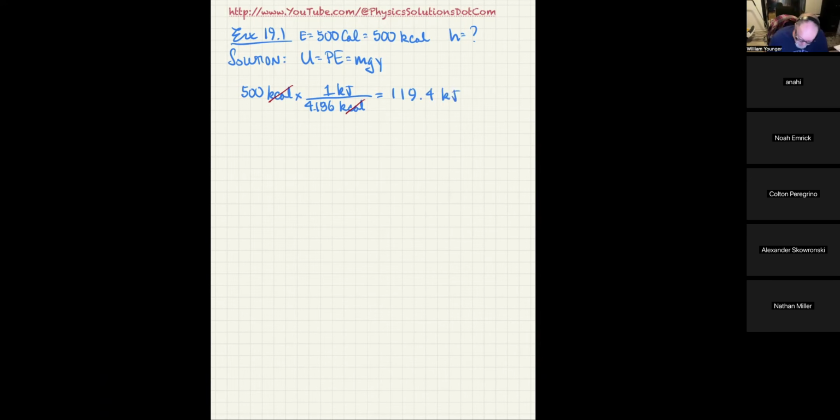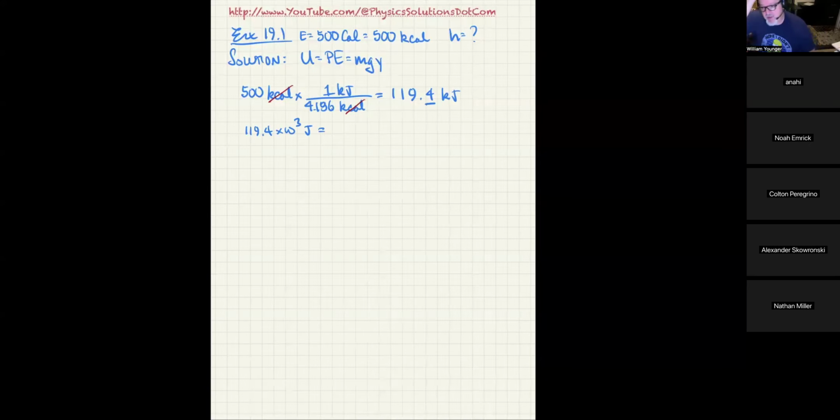That's technically, we can assume, if I assume the 500 calories is actually 3 sig figs, which is not necessarily a good assumption, but we're going to go on it anyways. If I do that, now I can set that equal to mgh. So I'm going to say 119.4 times 10 to the third joules is equal to mgh.